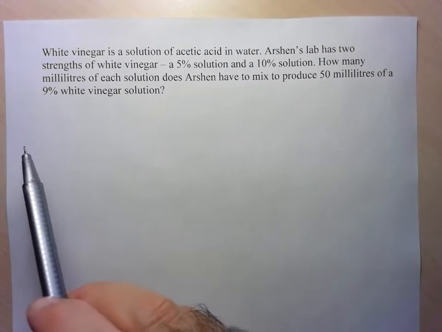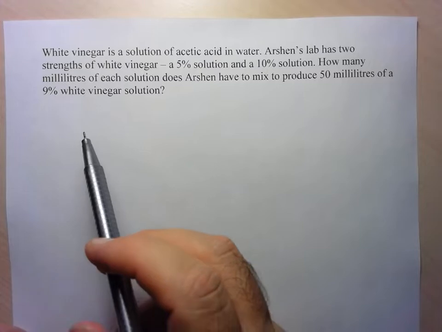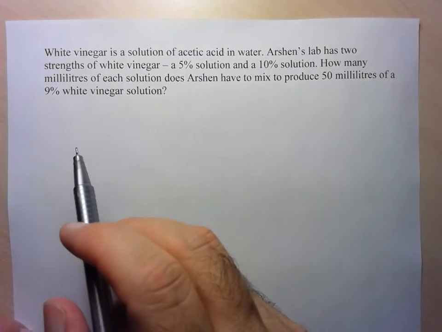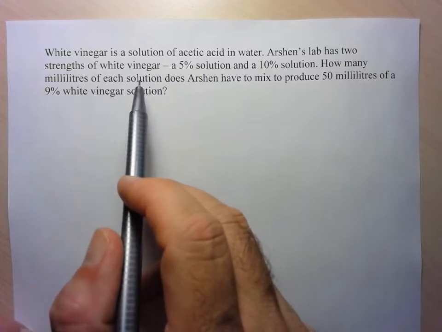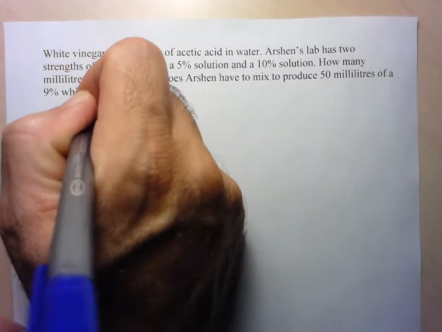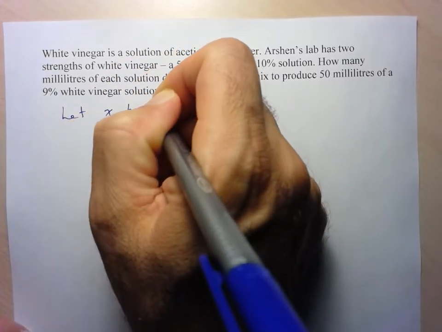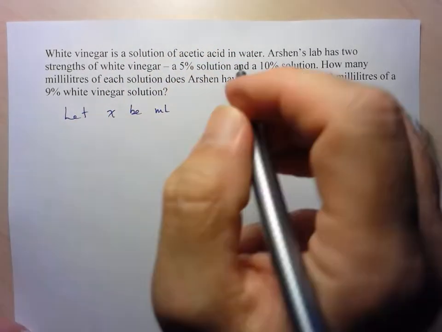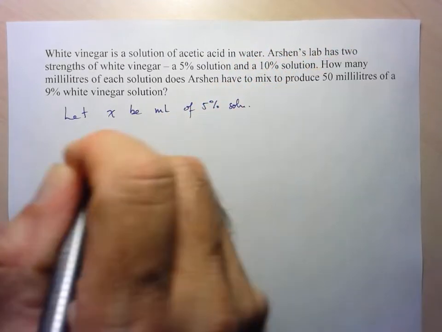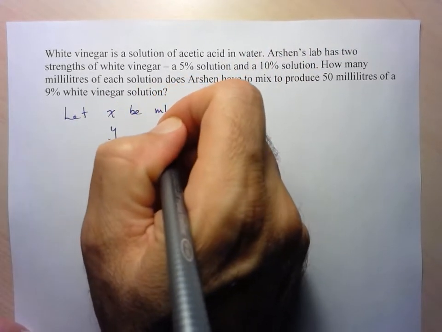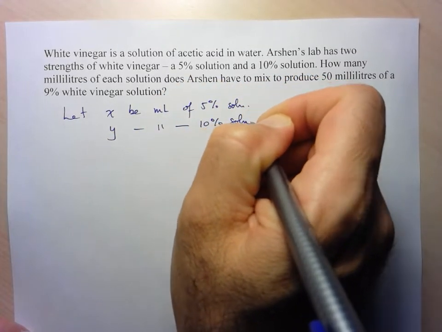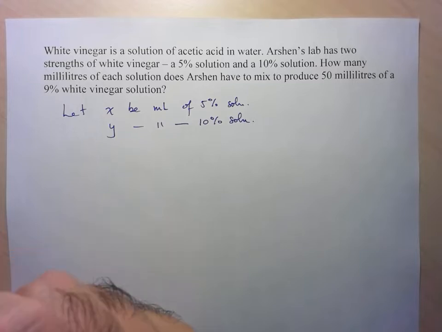So let's see how we can start that. Look at the question and you get a sense as to what our variables should be. It should be the amount of each solution. So I'm going to say let X be the number of milliliters of 5% solution, and then Y will be the number of milliliters of the 10% solution. So here we have our variables.